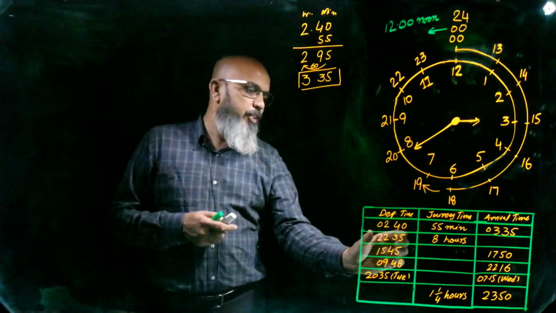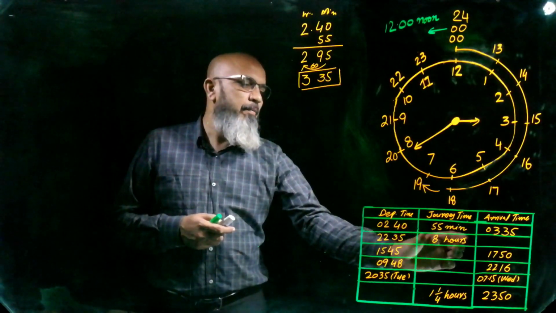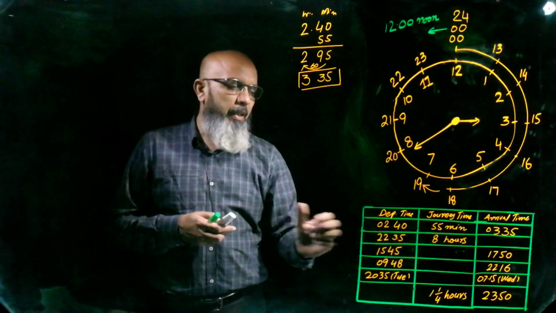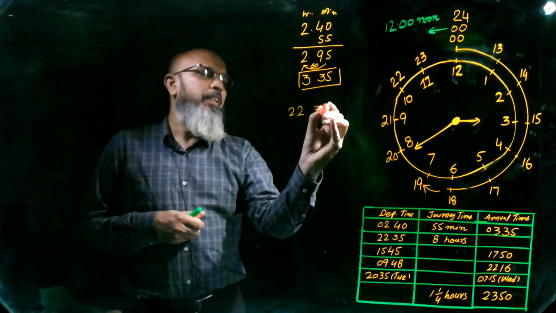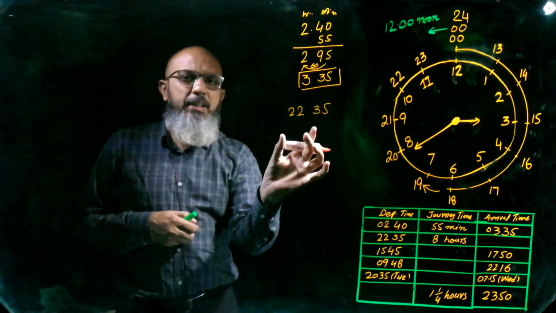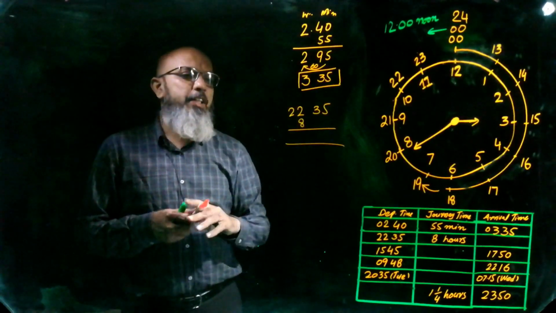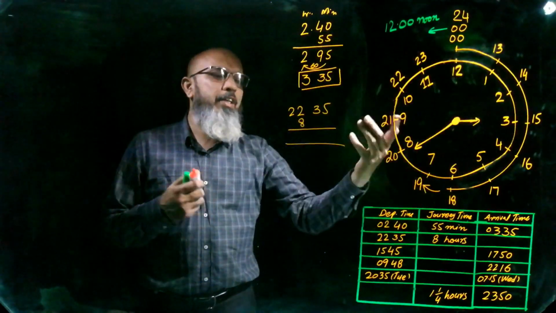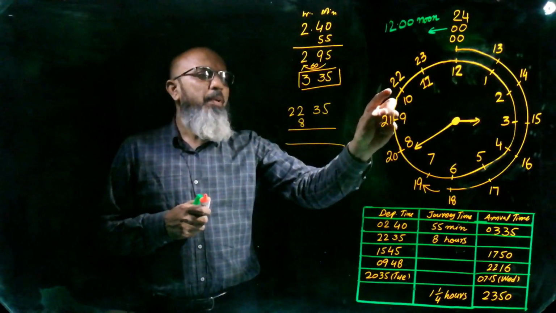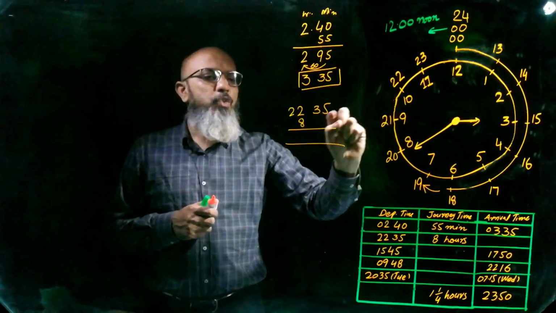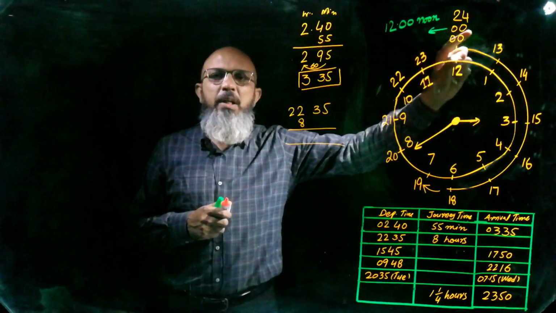So here, what is the departure time? That is 22:35, and its journey time is 8 hours. Means again we will add 8 hours to 22:35. Now what's the trick here? It's simply 30, but there is no 30 hours on the clock. That is a 24-hour clock. So look at the clock. 22 means 10 at night. So after 8 hours it will convert into the next day.